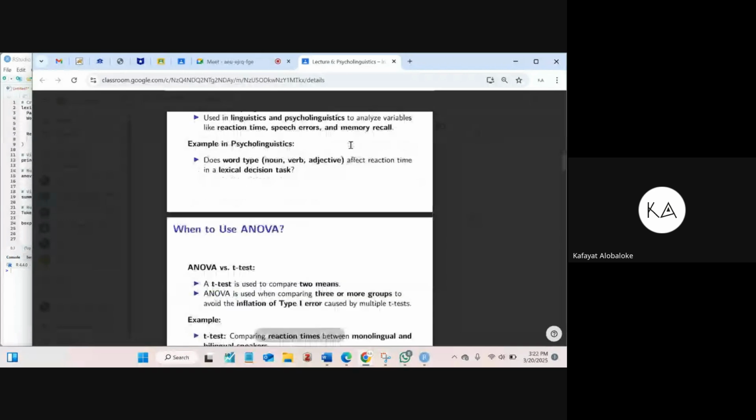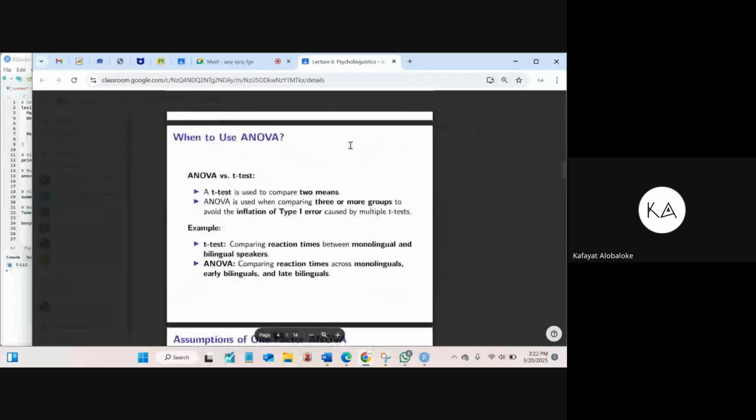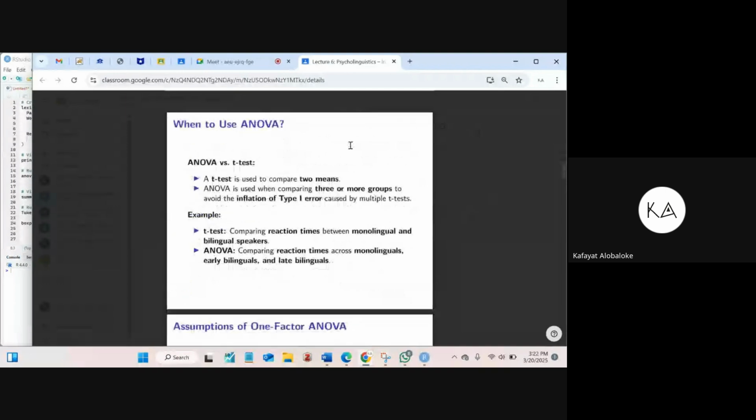Now, when do we use ANOVA? Like I mentioned earlier, a t-test is used to compare two means, while ANOVA is used when comparing three or more groups to avoid the increase of type 1 error caused by multiple t-tests. What do we mean by type 1 error? For instance, when we reject the null hypothesis when it is actually true, when we are not supposed to reject it, then that's what we call a type 1 error. We have committed an error which is type 1. Why would you reject the null hypothesis when it is actually true?